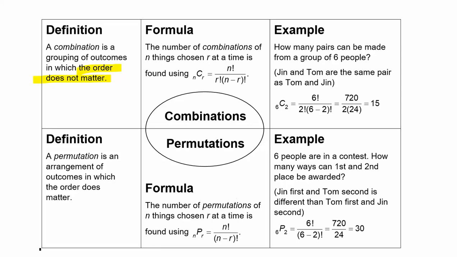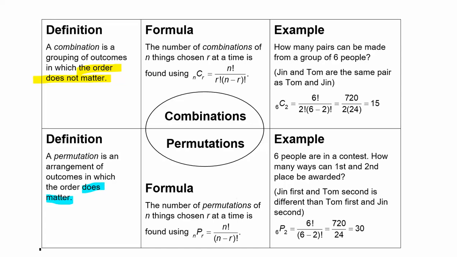In a combination, order does not matter. This would be, for example, if you were picking a pair of students to work together. It doesn't matter if I pick Tommy, then Joe, or Joe, then Tommy. If order does not matter, that's a combination.